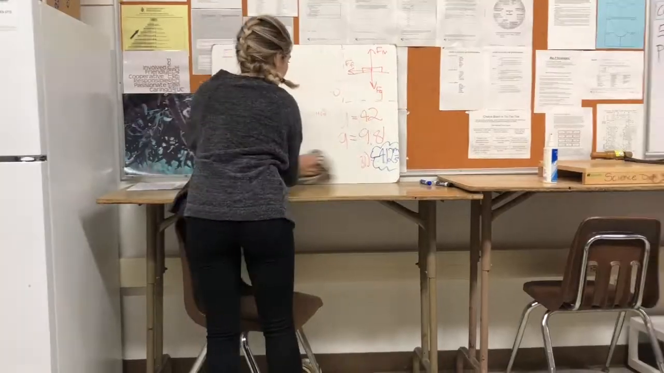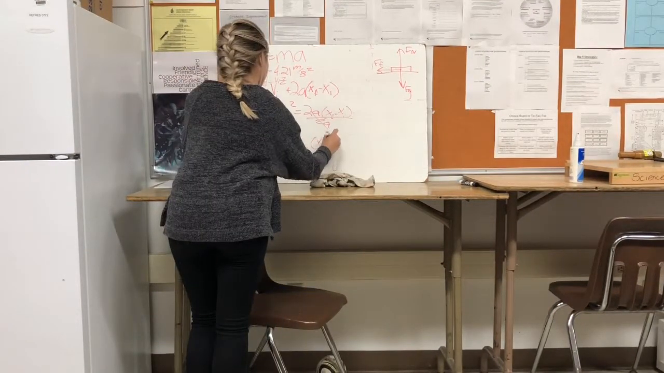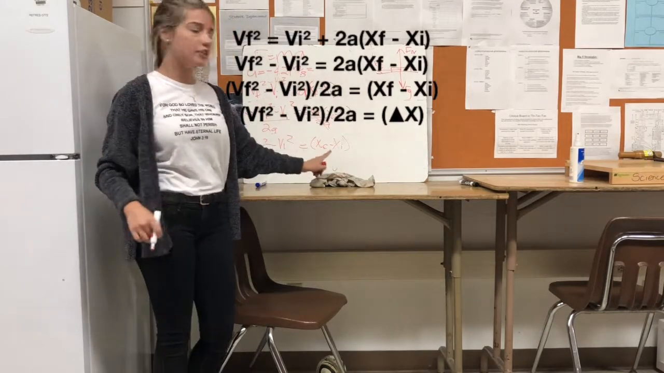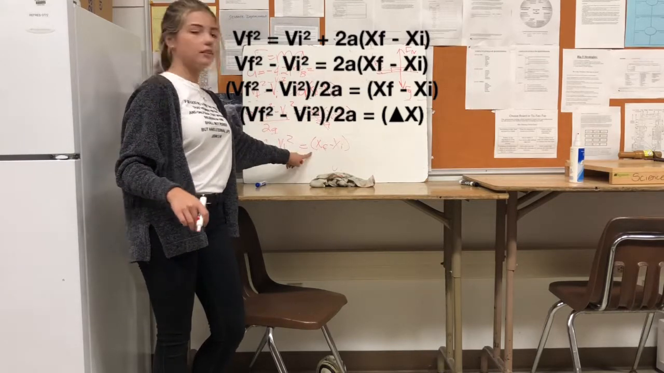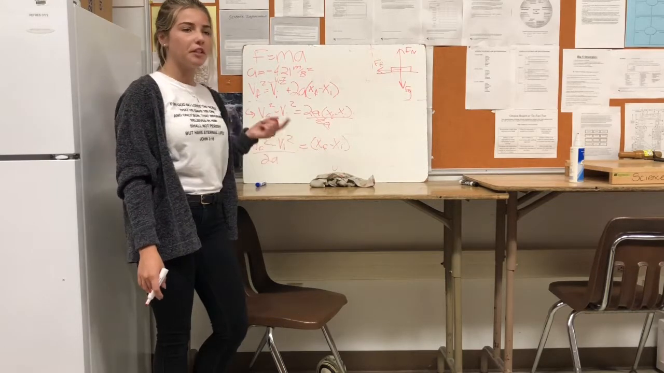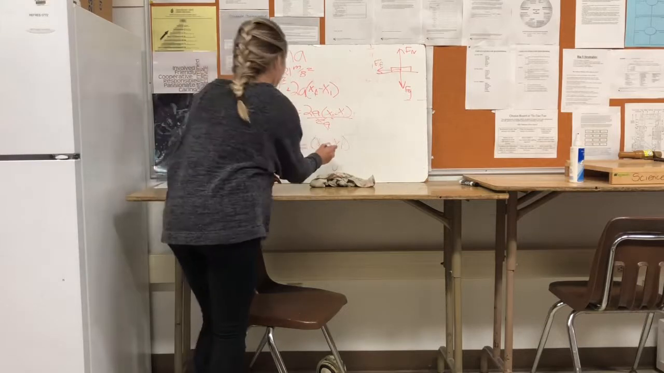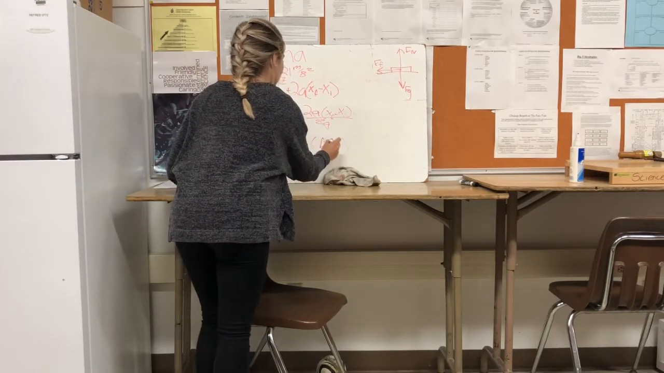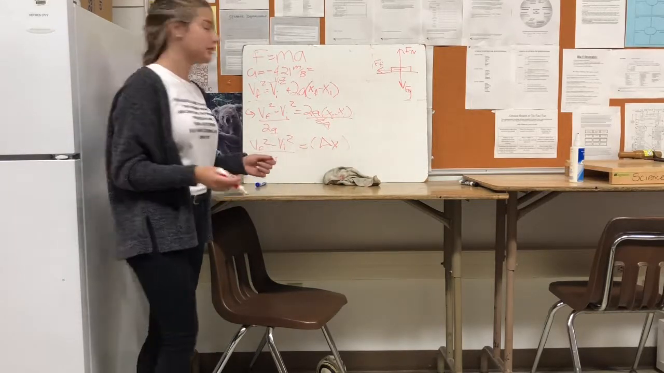Cool! So we did that, and then we're going to divide both sides of the equation by 2 times acceleration, and now we've isolated displacement. Now, since we know displacement is equal to final position minus initial position, we can just put delta x in these parentheses. And all we have to do now is plug in our known values.